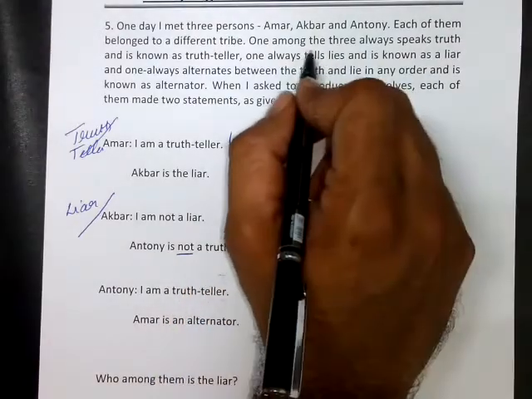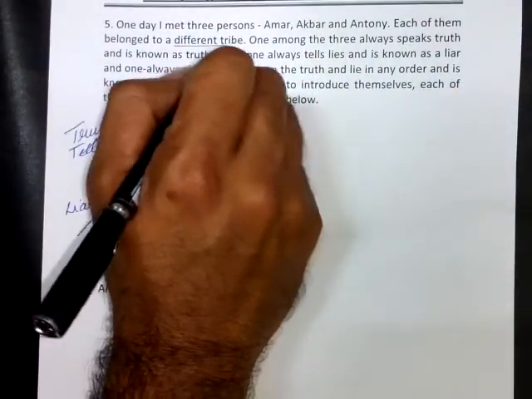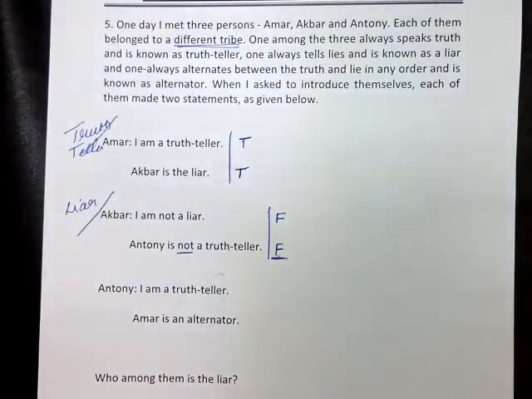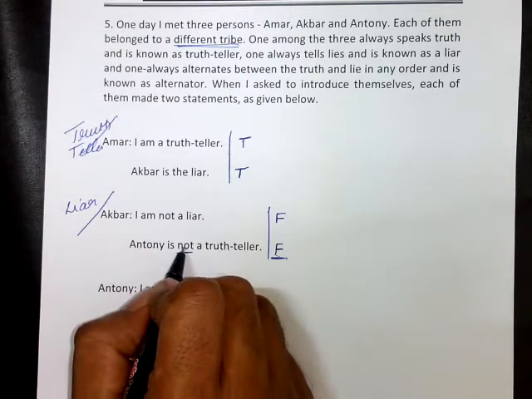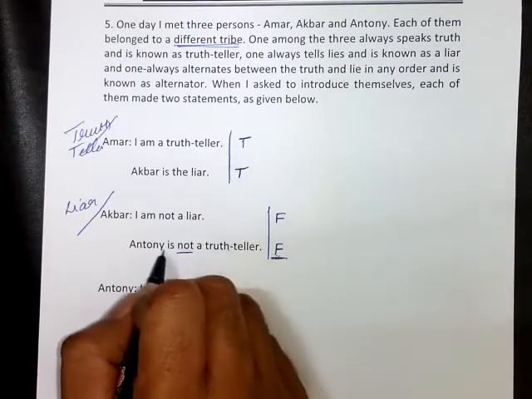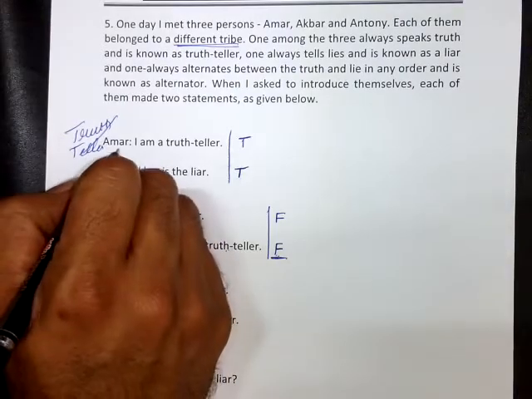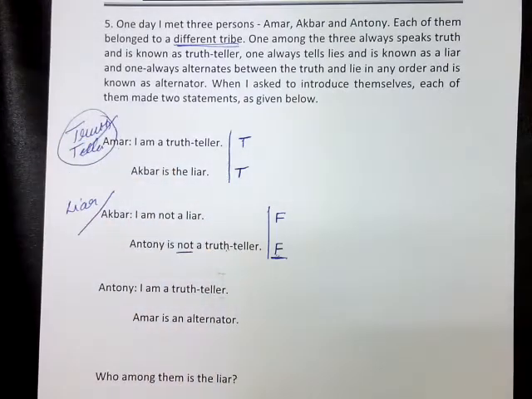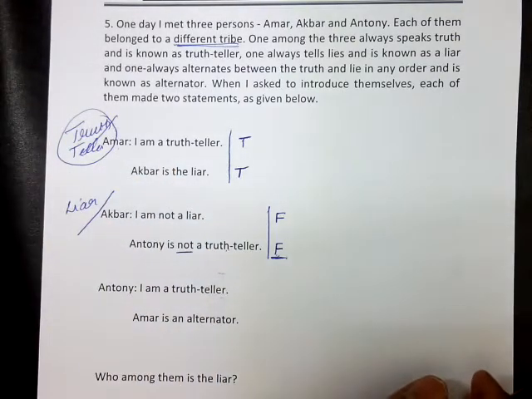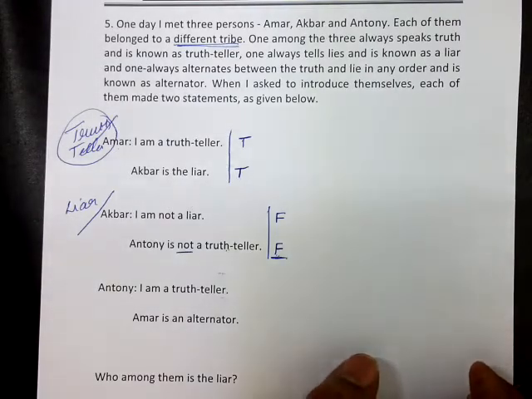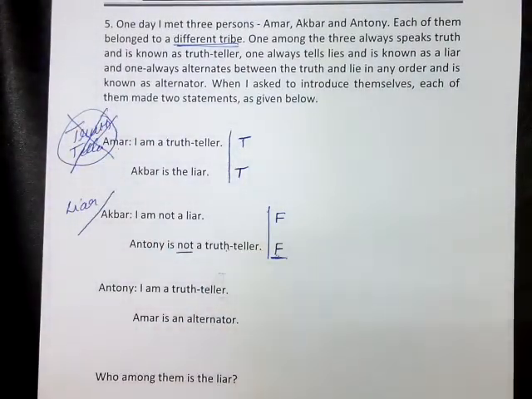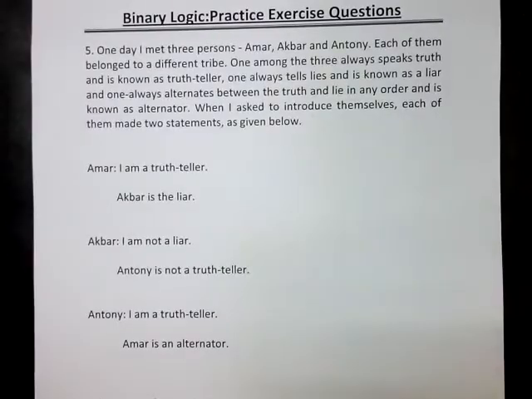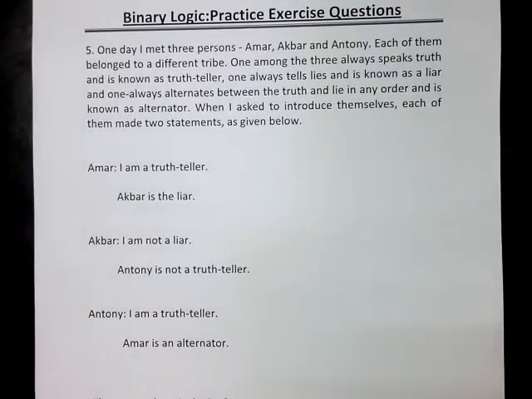But the question clearly indicates that each of them belongs to a different tribe, which means we cannot have two truth tellers. Here, "Antony is not a truth teller" becomes false, which means Antony is a truth teller. Assumption-wise, Amar is also a truth teller. We cannot have two truth tellers in the same situation. So this assumption, that Amar is the truth teller, is not possible.